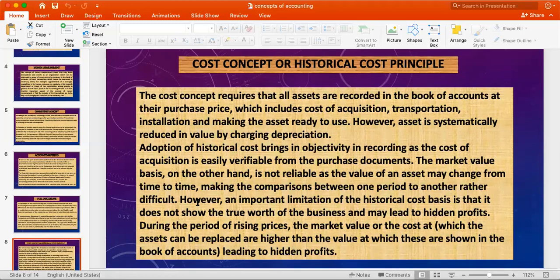Now, why can we not do this? One of the reasons will come later in another concept, but I'll just explain it now. I explained the term voucher. If you remember, the voucher was a written document or written evidence related to any transaction which you are going to post or record in the books of account.